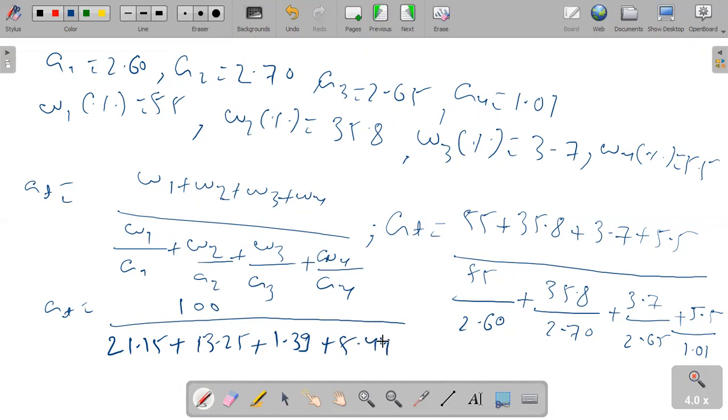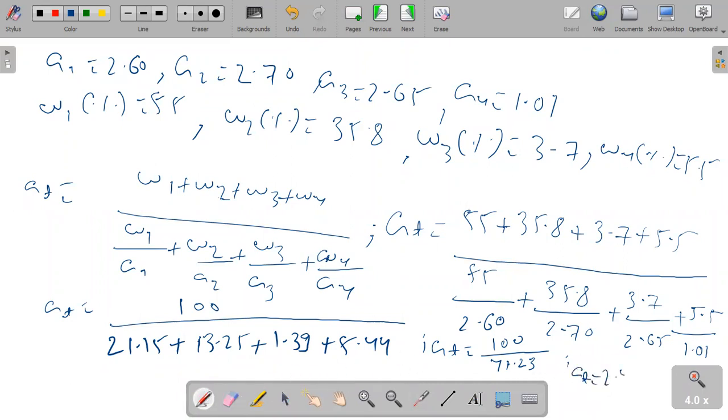Add all of these things. That is 21.15 plus 13.25 plus 1.39 plus 5.44. It is equal to 41.23. If we divide 100 by 41.23, we'll get 2.425. That is, GT is equal to 2.425.